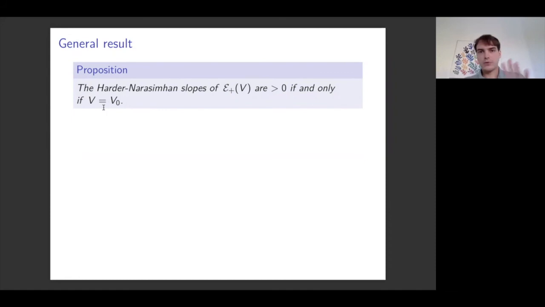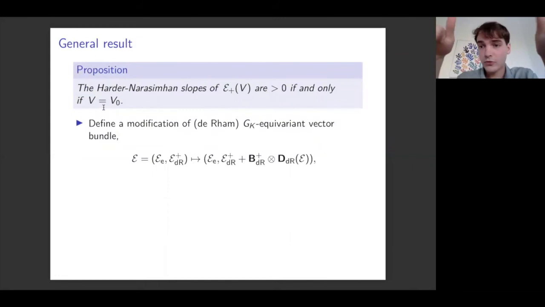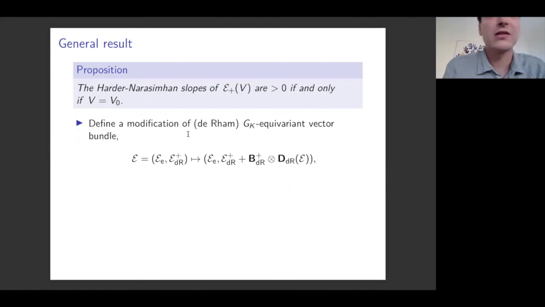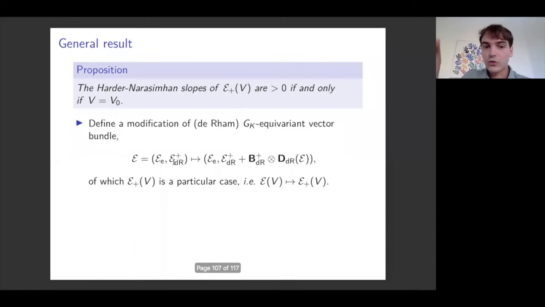Before continuing towards the problem of universal norms of Coates and Greenberg, a small remark, a parenthesis, is that to prove such a proposition, of course, you could study directly the vector bundle E plus V, and it's doable, it's explicit enough so you can do something. But actually, it's way more convenient to define a general modification of vector bundles. Again, to be precise, I would have to say the Ram J_K equivariant vector bundle. That's some technicality here. And this E plus V is a particular case of this modification, where you start with a vector bundle associated to a representation and it modifies exactly into this E plus V.